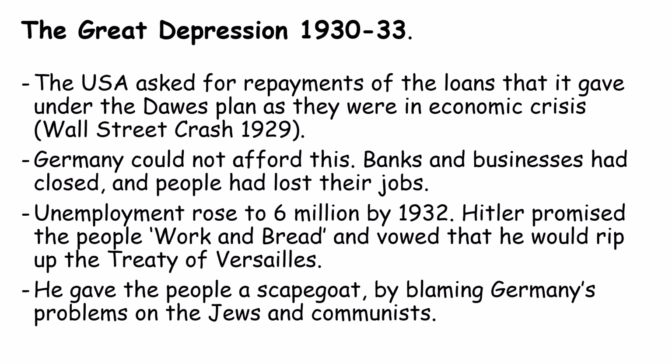Now, how do they do it? They promise people work and bread. They promise the 6 million unemployed work and bread. And they also promise other things. They promise to rip up the Treaty of Versailles, get revenge for the First World War, and make Germany great again. They also provide a scapegoat.